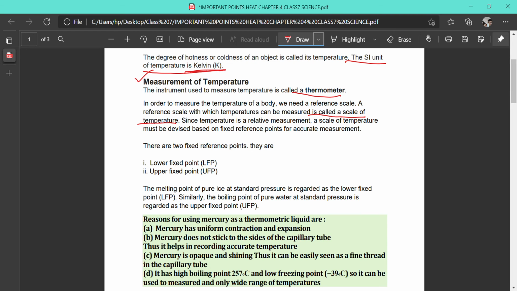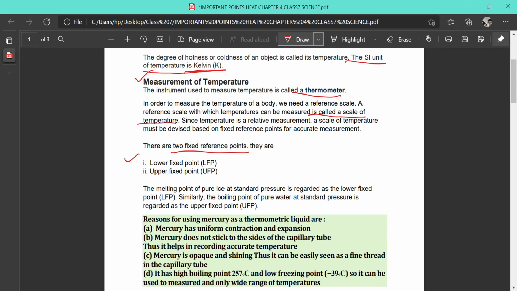Since temperature is a relative measurement, that is how hot or how cold, we can compare. A scale of temperature must be devised based on fixed references. There should be a fixed range in that measuring instrument. What are they? There are two fixed references. In a thermometer, the uppermost point of the range is called the upper fixed point, and the lowermost point of the range is known as the lower fixed point.